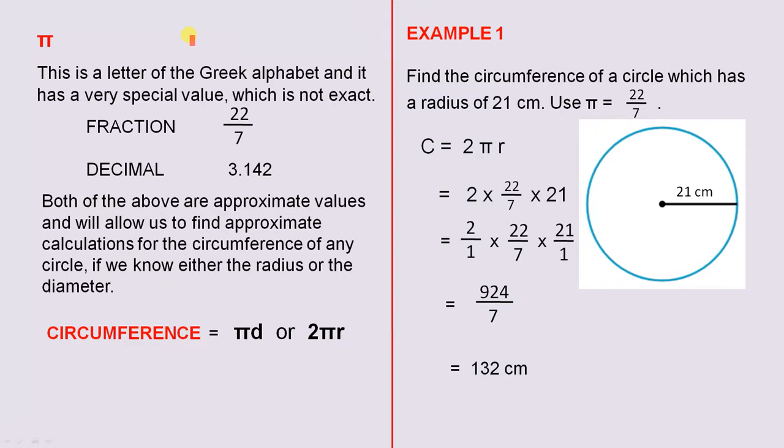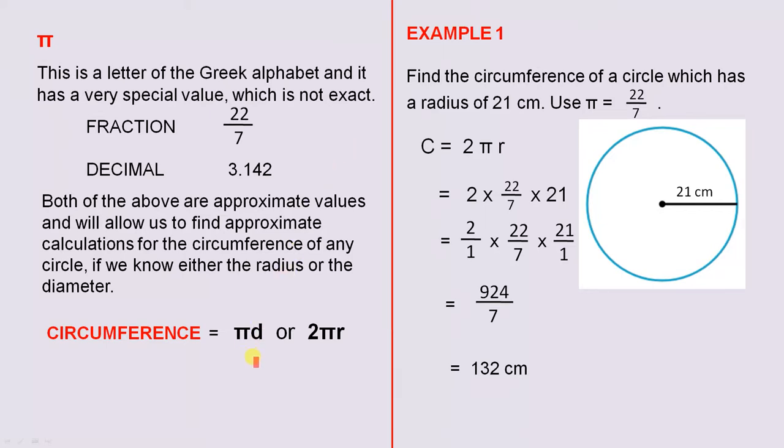This is a letter of the Greek alphabet, and it has a very special value which is not exact. So the fraction is 22/7, and the decimal is 3.142. Both of the above are approximate values and will allow us to find approximate calculations for the circumference of any circle, if we know either the radius or the diameter.